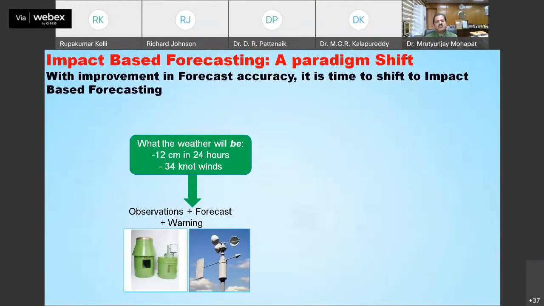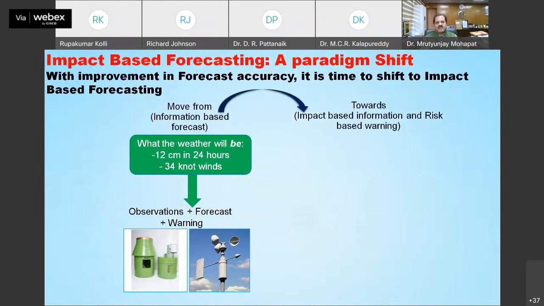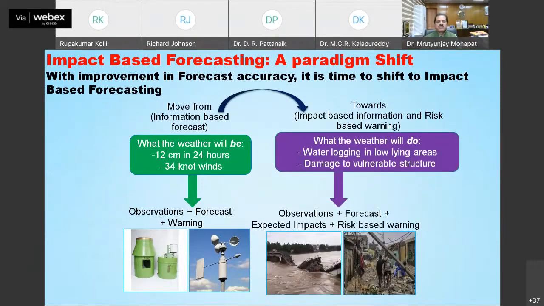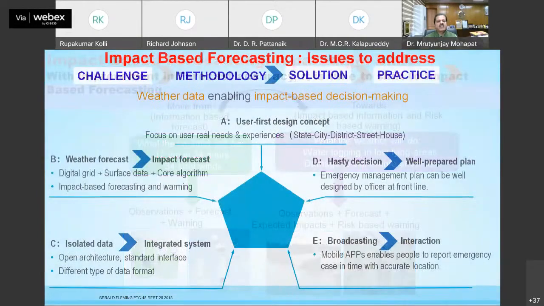Now, considering all these things, what do we actually want? We want a paradigm shift from simple forecasting to impact-based forecasting. So from information-based forecast to impact-based information and risk-based warning. For this purpose, we not only need observations, forecast, and warning, but also observations, forecast, expected impacts, and risk-based warning.